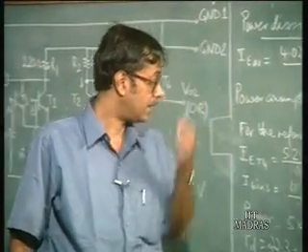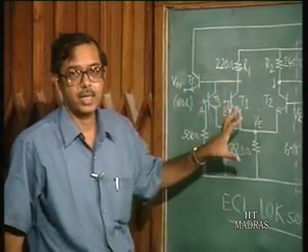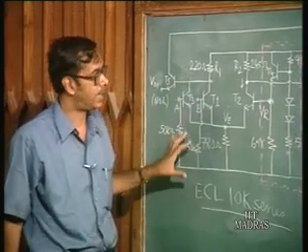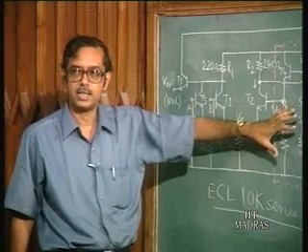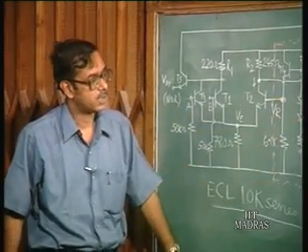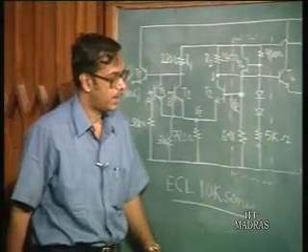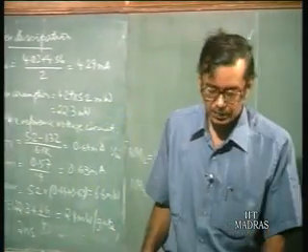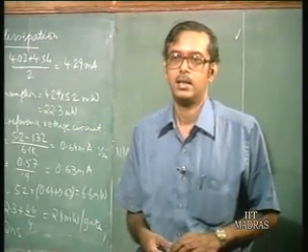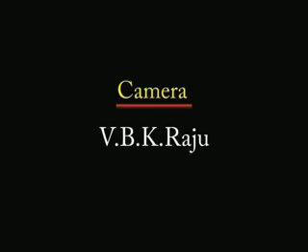So, I think we shall stop here today. What we have seen today is we have analyzed this particular circuit, which is the 10K series. We have looked at the input output characteristics of an ECL gate, as well as the noise margins and the power dissipation. Of course, the problem is power dissipation, which is quite large. The next class we shall take up the next series of ECL gates, and we shall also see the efforts being made to improve the characteristics further.